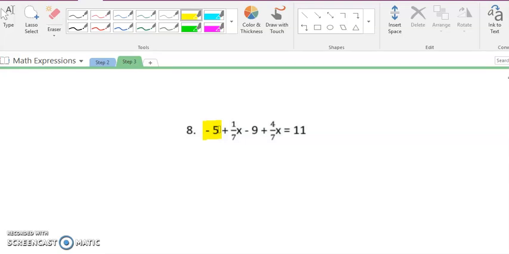There's no letter with it. Do you see any other terms that have no letter with it on the left side of the equation? -9. 1/7 x has an x with it. 4/7 x has an x term in it, an x variable. If I put my yellow terms together, -5, -9, same sign means combine, keep the sign, we get -14. 1/7 x plus 4/7 x gives me 5/7 x.